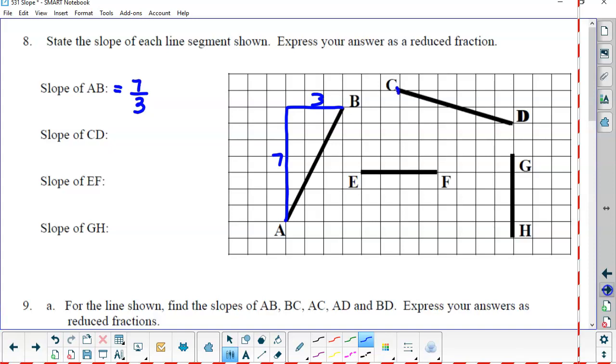CD, from the left to the right, we go down and to the right. So down to the right 6. And reduce it. Slope of EF, well, it's a horizontal line. We just said all horizontal lines have a slope of 0. And GH is a vertical line, so undefined.